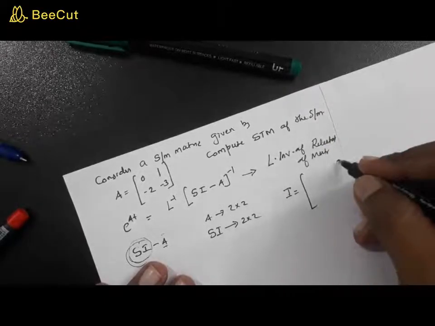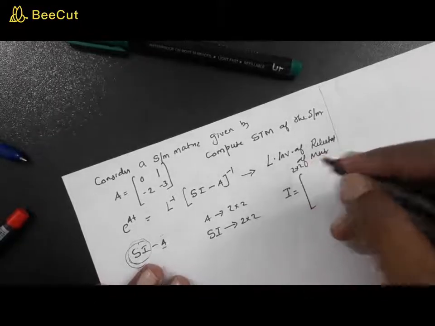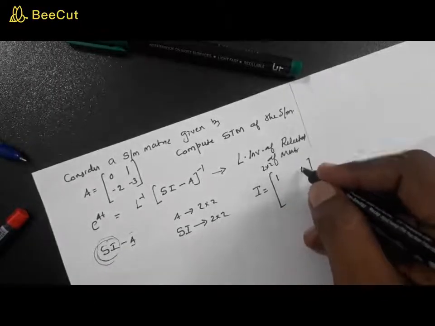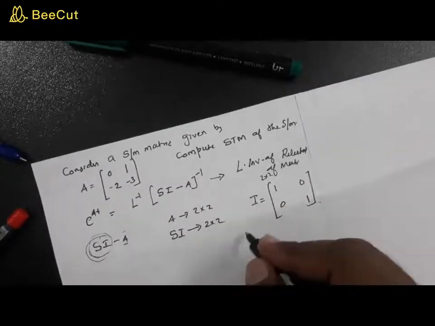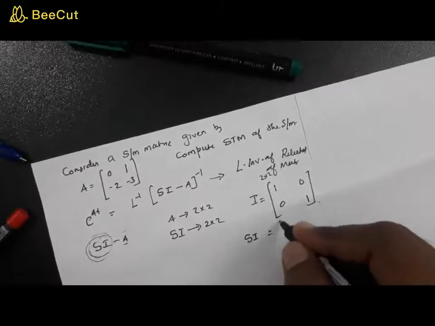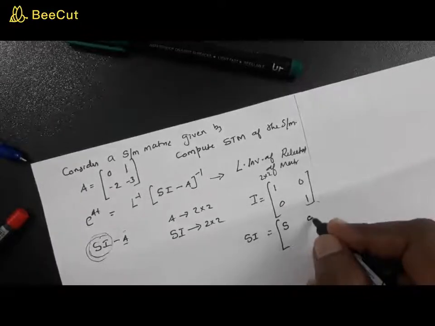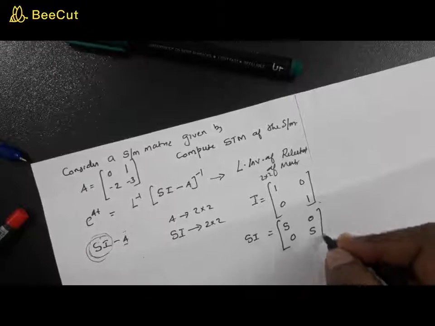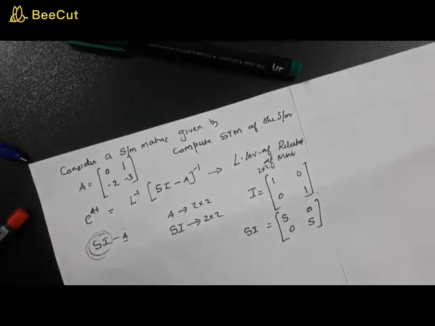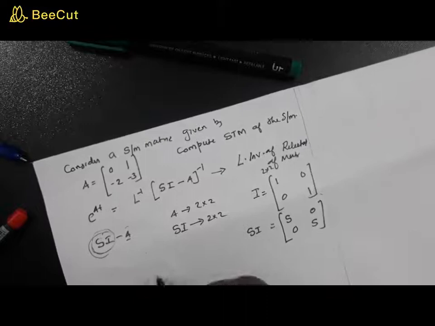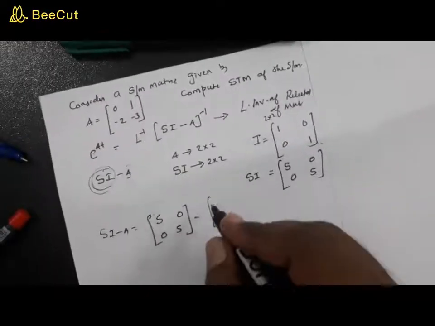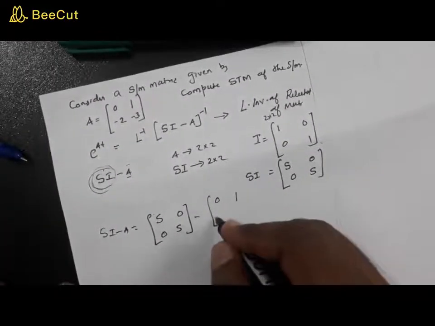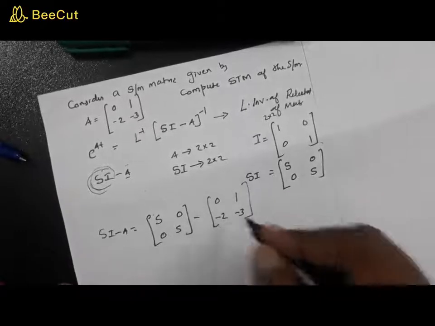So you need a 2 by 2 unity matrix. Now what is a unity matrix? 1 0 0 1, the diagonal elements are 1. So this is I. So what must be your SI? SI is multiplying each element by S, so you will get S 0 0 S, right? So if that is the case, what is your SI minus A? SI minus A will be equal to S 0 0 S minus what? Matrix A is 0 1 minus 2 minus 3, right?